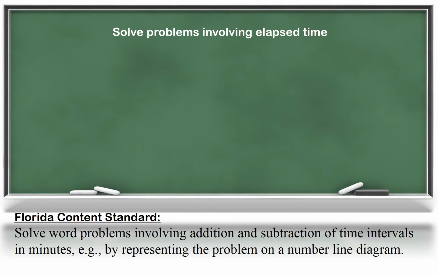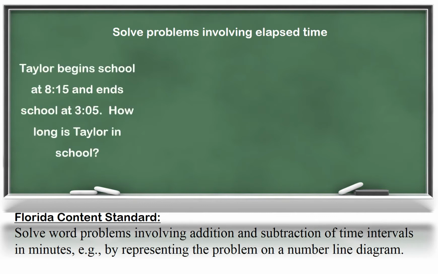Besides telling time to the nearest minute, third graders will also solve problems involving elapsed time. One way to think of this is with a number line. For example, if we were solving the following problem, Taylor begins school at 8:15 and ends school at 5 minutes past 3. How long is Taylor in school?